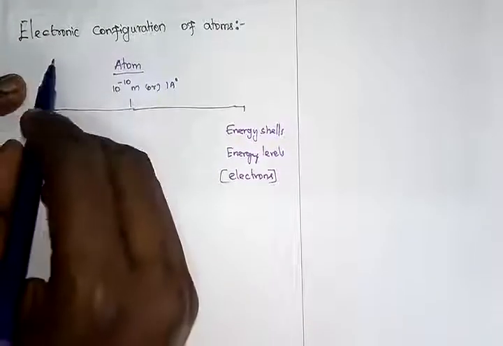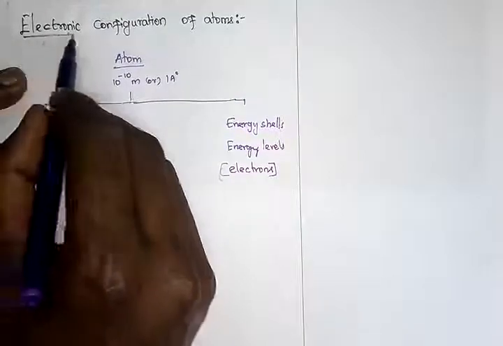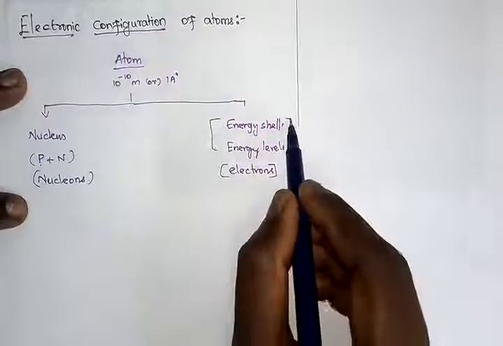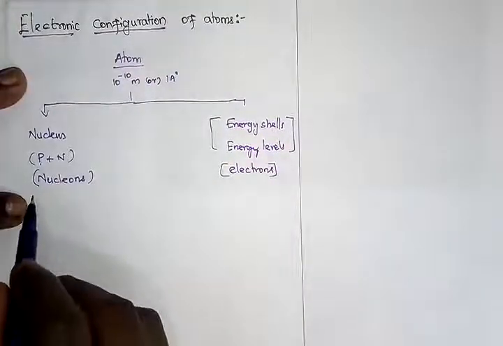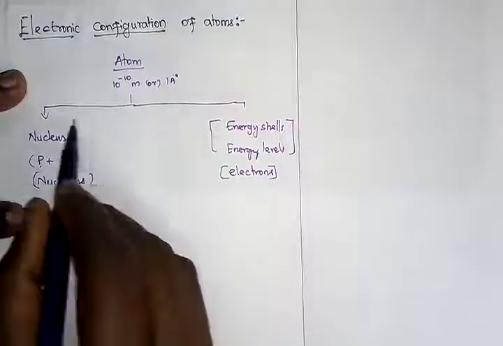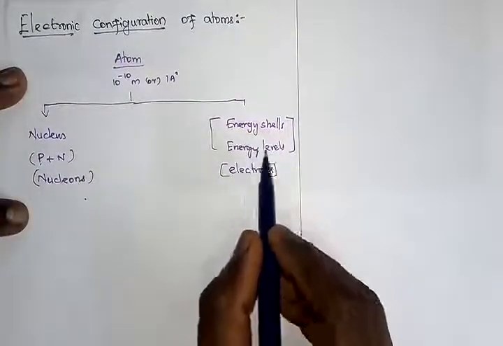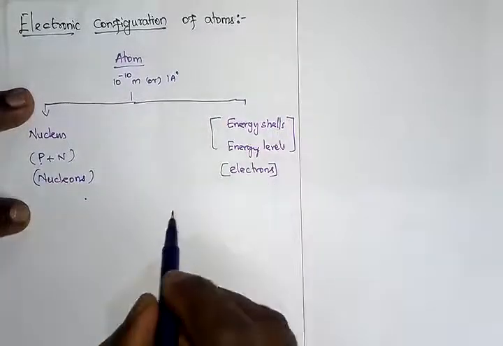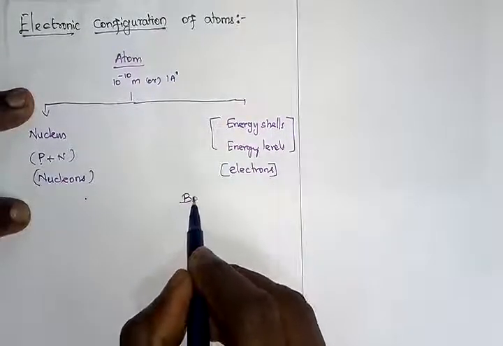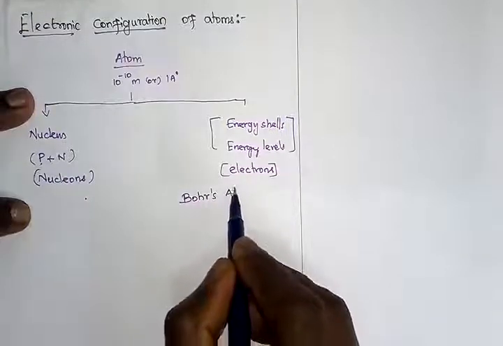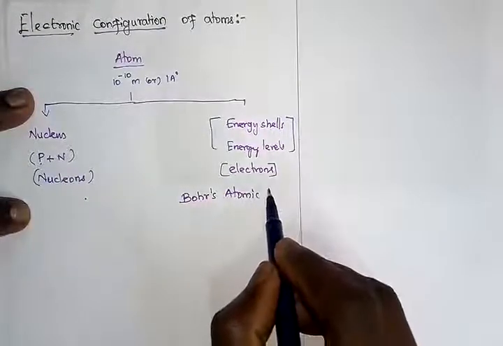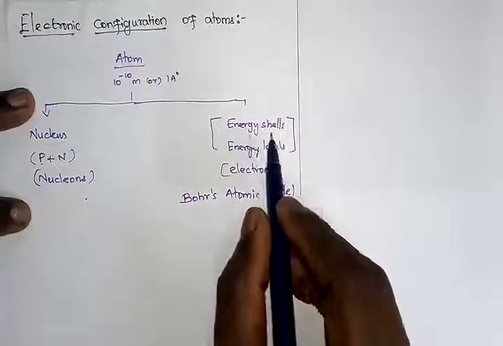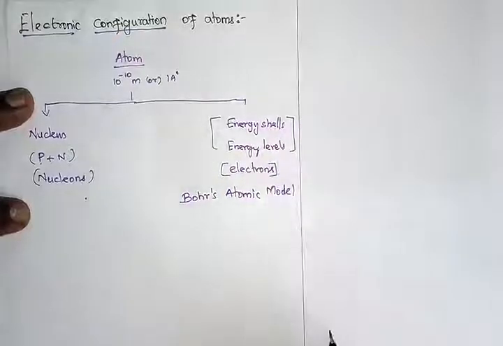So when we talk about electronic configuration, we are mainly talking about these energy shells. We don't have any information about the nucleus here, so we only talk about the energy shells. In the Bohr model of an atom, we have energy shells. You're right, my dear children, the model of an atom is Bohr's atomic model. In Bohr's atomic model, Bohr introduced the concept called energy shells or energy levels, otherwise he called orbits.